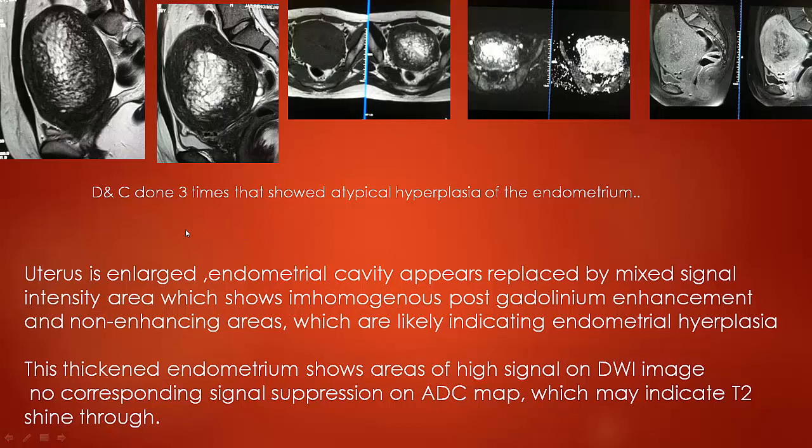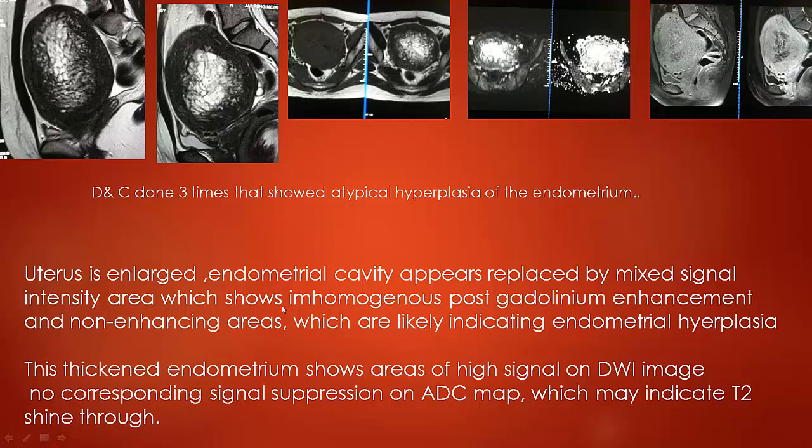D and C done three times showed a typical hyperplasia of the endometrium. The uterus is enlarged. The endometrial cavity appears replaced by a mixed signal intensity area, which shows inhomogeneous post-gadolinium enhancement and non-enhancing areas, likely indicating endometrial hyperplasia.